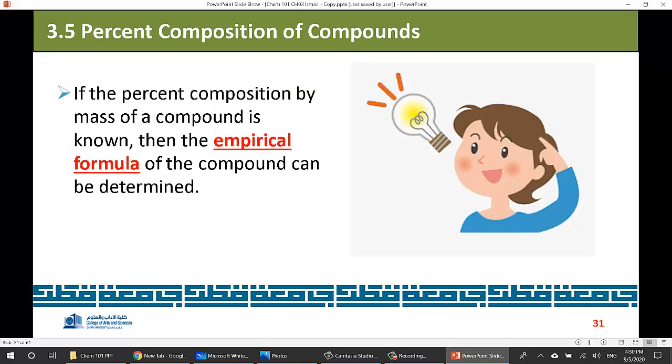Okay, so this is about it for this lecture. Next time we're going to talk about the empirical formula and how we're going to use the concept of mass percent to account for empirical formulas and molecular formulas. So it's going to be more fun next time.